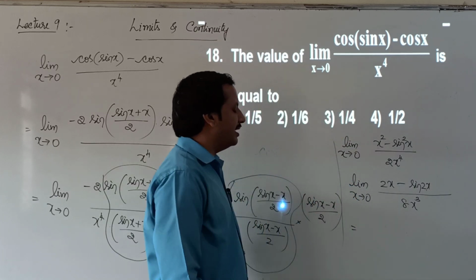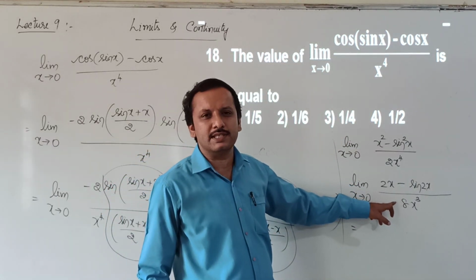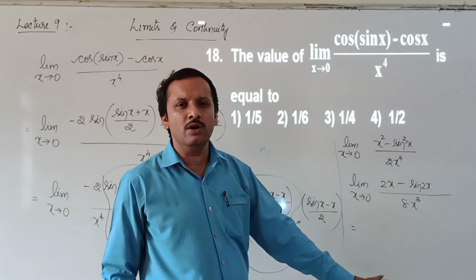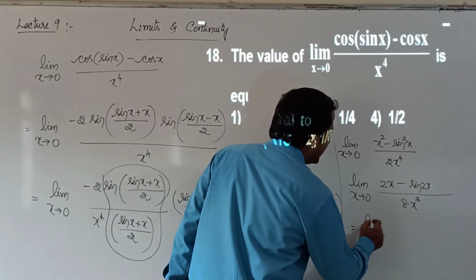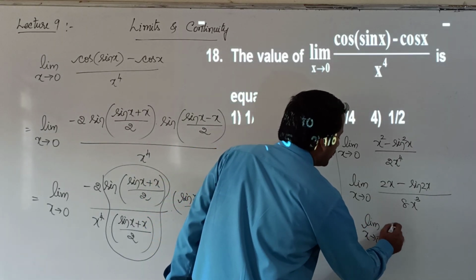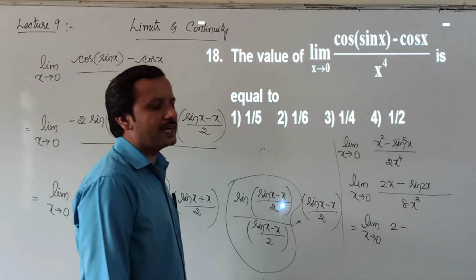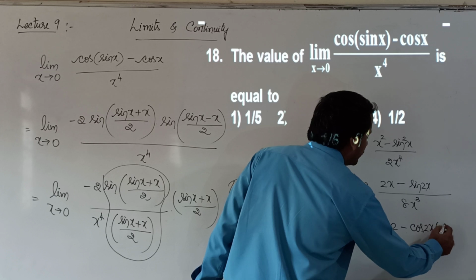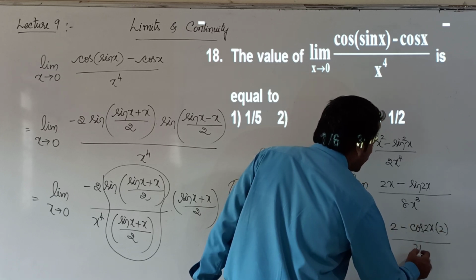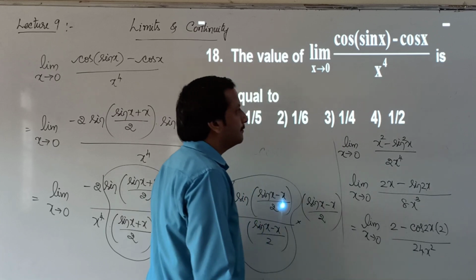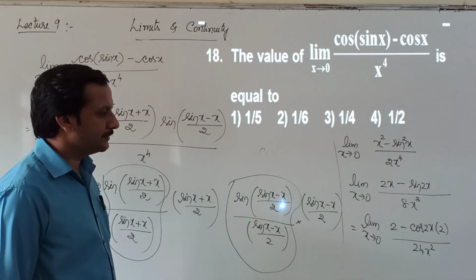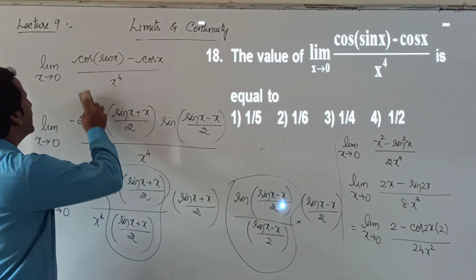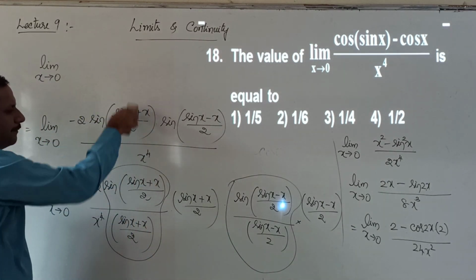Okay. Now if I apply the limit as x tends to 0, here 2 into 0 is 0, and sin 0 is 0. Numerator is 0 now. Denominator also 0. Use L'Hospital's rule again. Limit x tends to 0, 2 minus, what is the derivative of sin 2x? Derivative of sin 2x is cos 2x into 2, divided by derivative of this, which is 24 into x square. Okay? So now I have a shortage of space here. I will rub this. I will continue here.